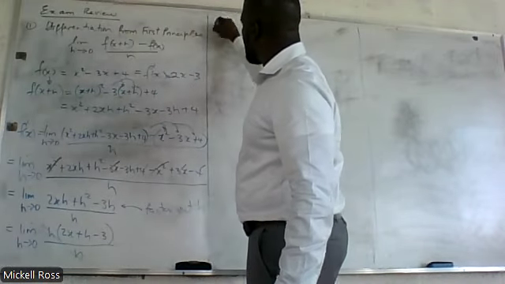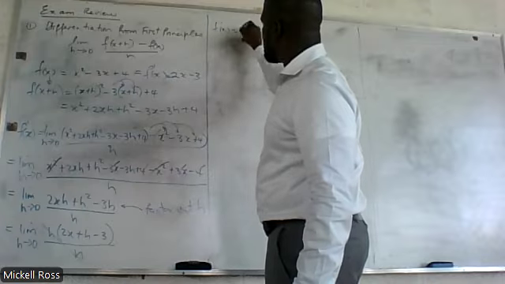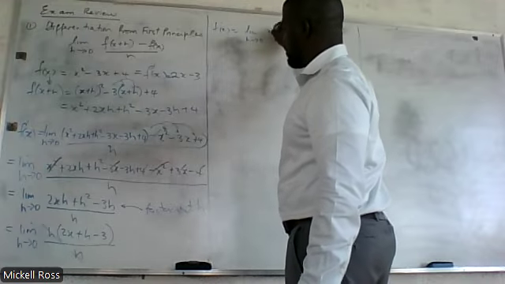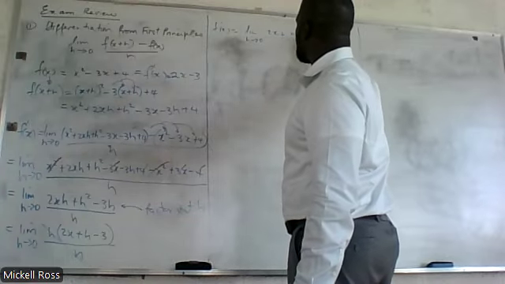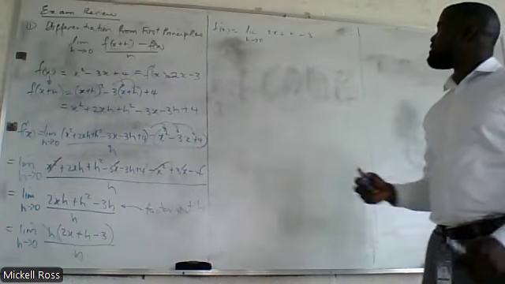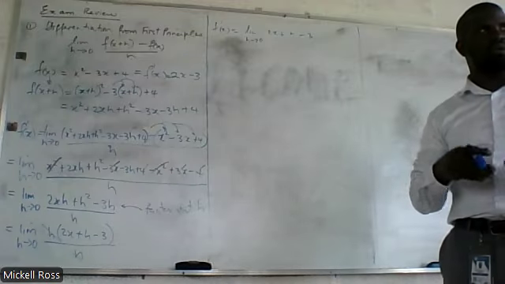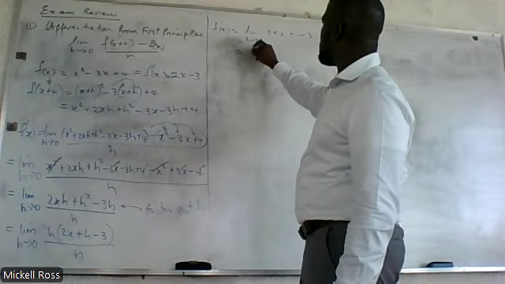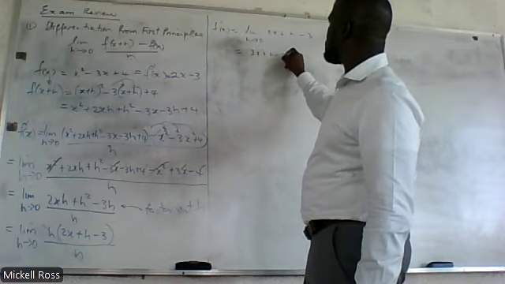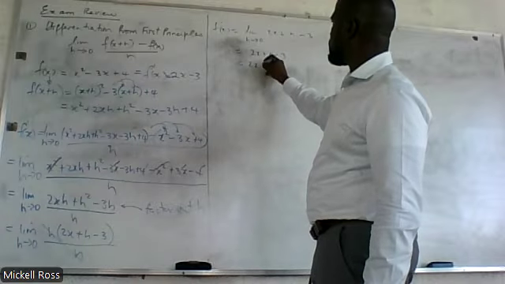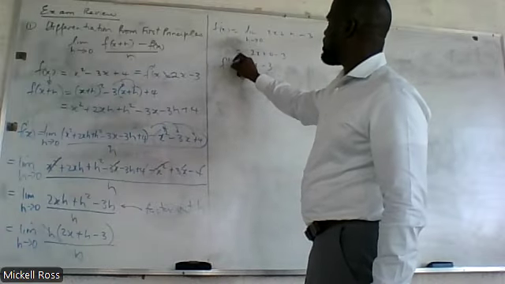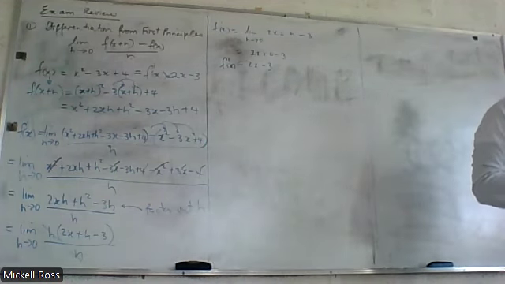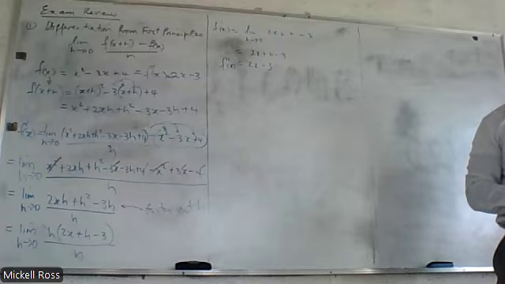We're going to get that the derivative of f of x is equal to the limit as h tends to 0 of 2x plus h minus 3. Now, as h tends to 0, which means we substitute h equal to 0, we're going to have 2x plus 0 minus 3, which is 2x minus 3. So that's all we would get for the answer by using differentiation from first principles.